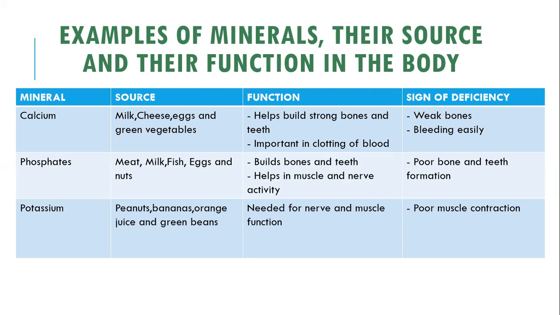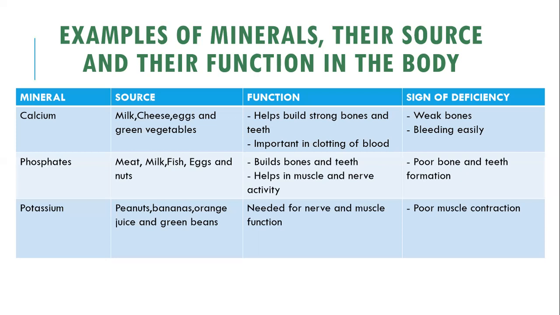So, for example, when you hurt yourself, to prevent the flowing of blood, there has to be a process of clotting. Now, this clotting is enabled by this mineral, calcium. The signs of deficiency are weak bones and bleeding easily. So a person who lacks this mineral will have weak bones and will bleed easily.